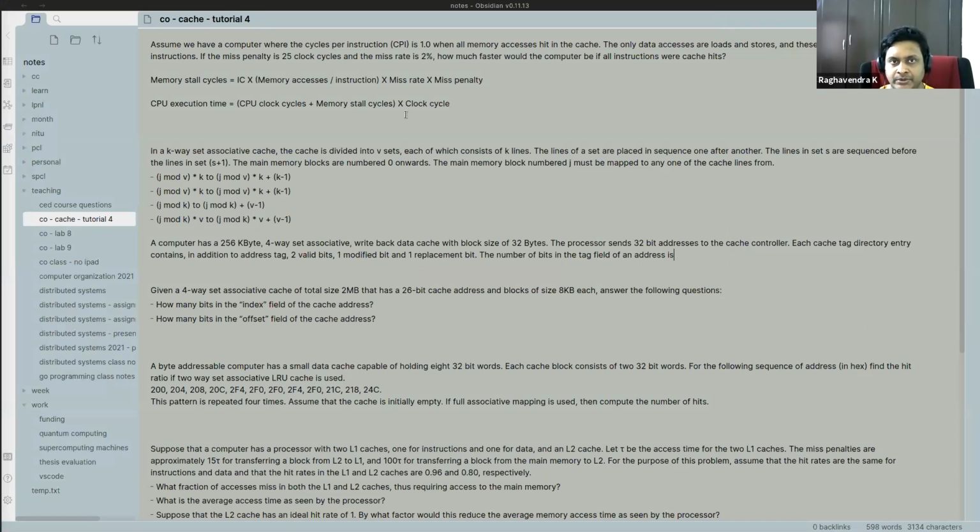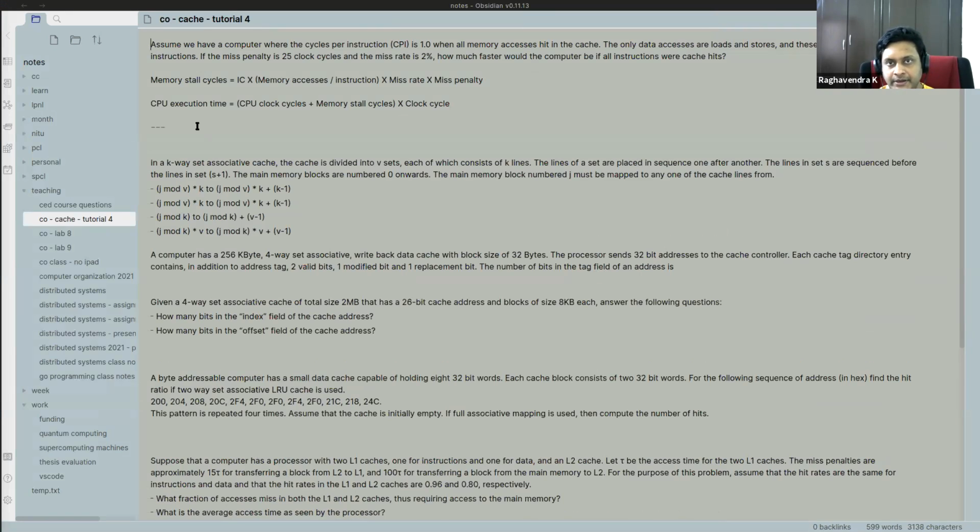Okay. So just start doing this. This is the first question. Try to do this question. We will see how far you get. I have written the relevant required equations.